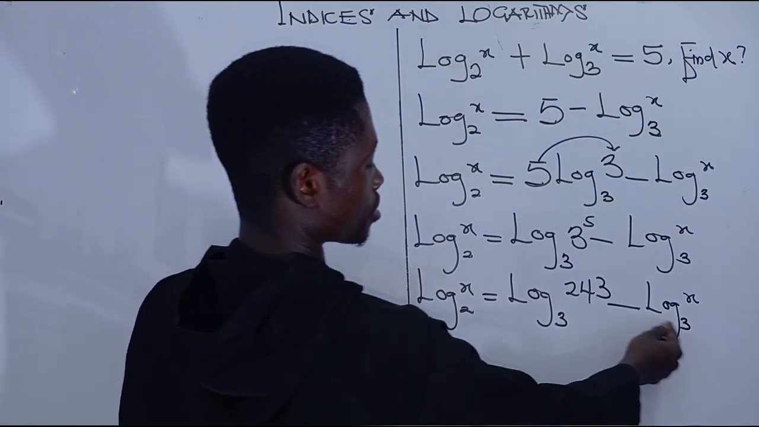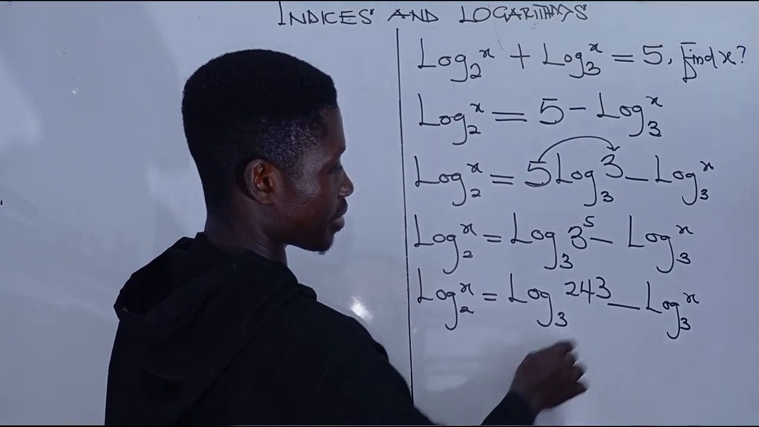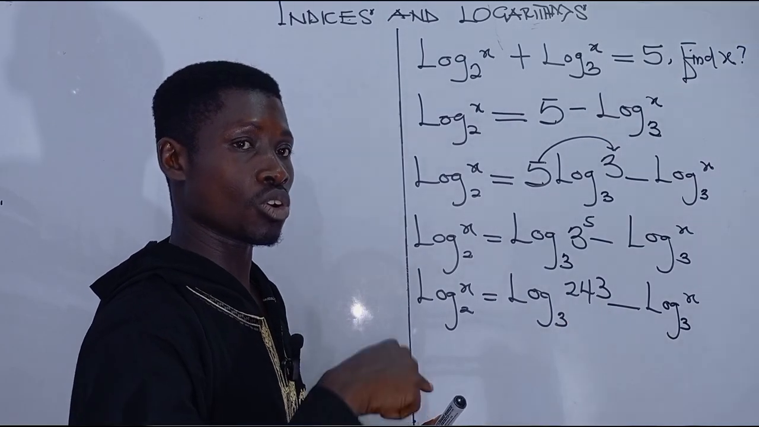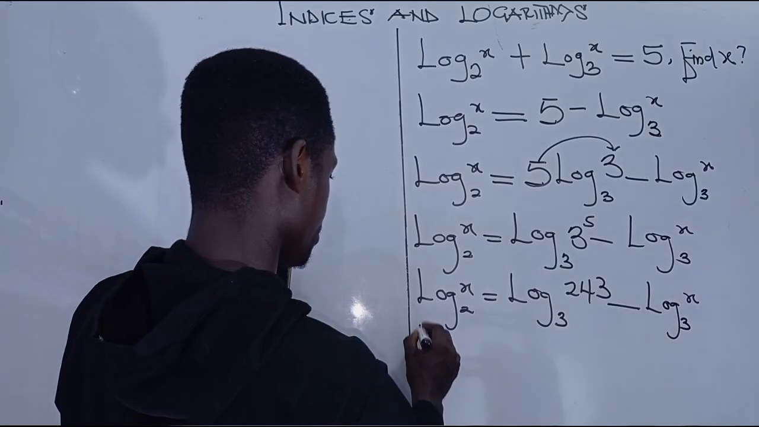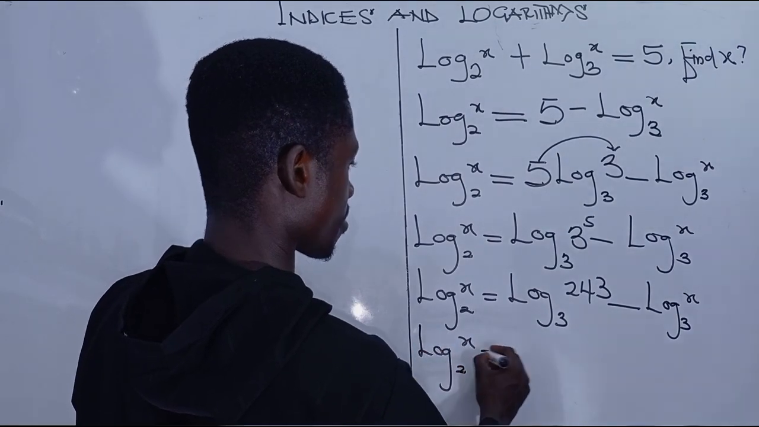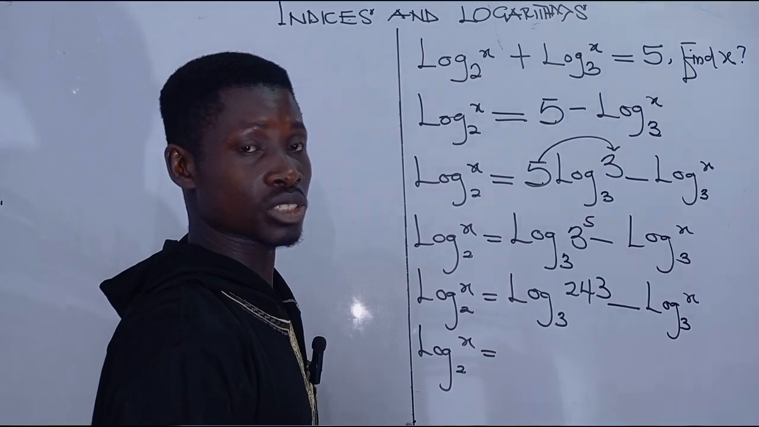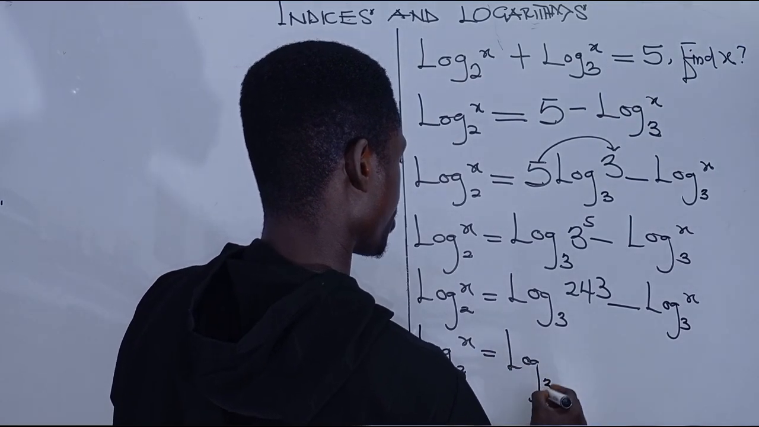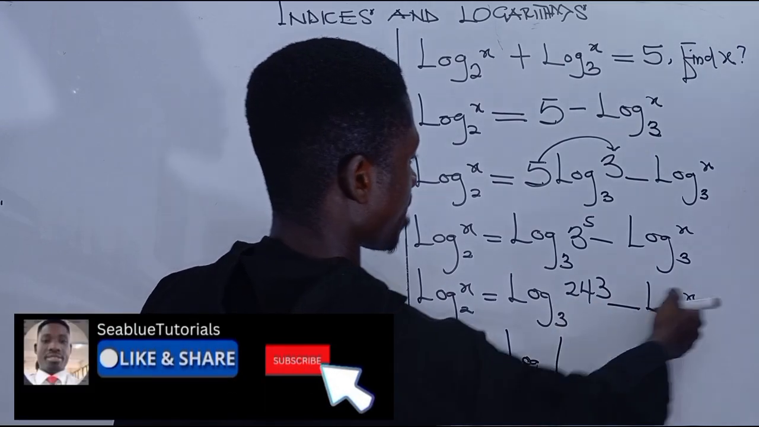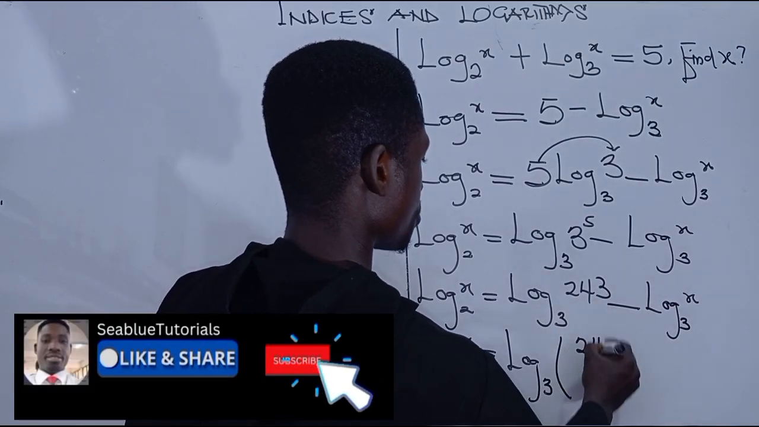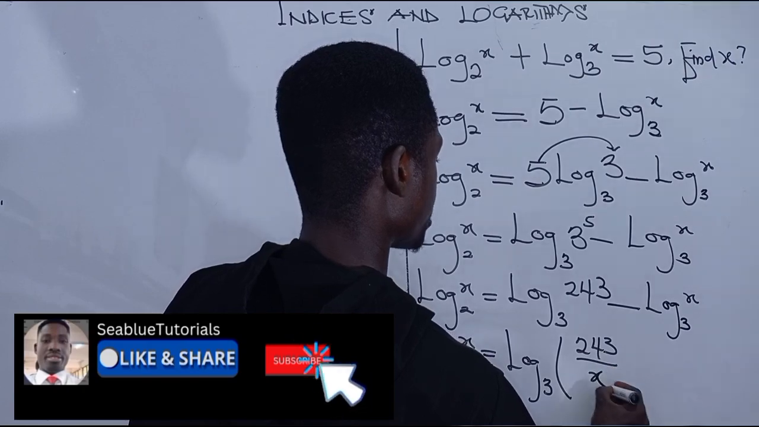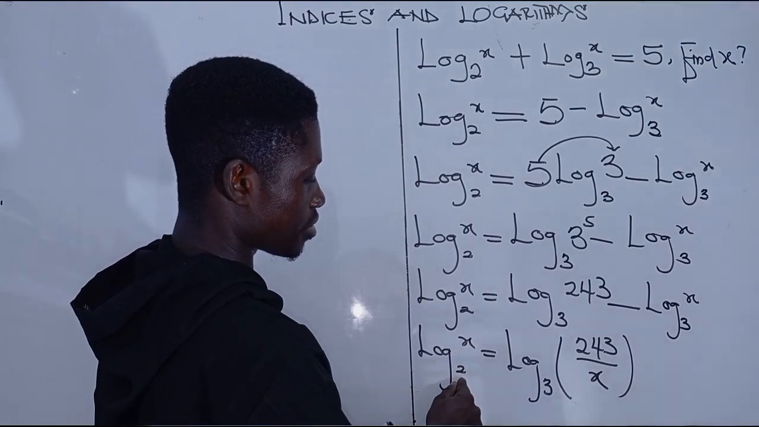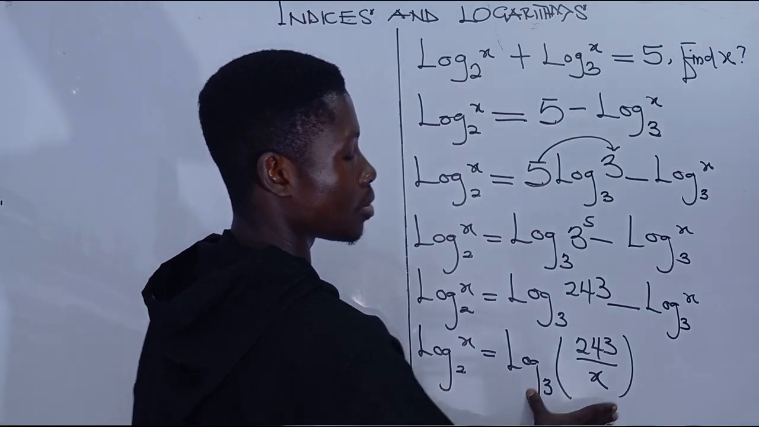Now we have log to the base of 3, log to the base of 3, and they are subtracting. Therefore, we can apply the division law for logarithm. We are going to pick one of the logs to the base of 3, and then we divide the numbers: 243 all over x. We are having log of x to the base of 2 is equal to the whole of this.